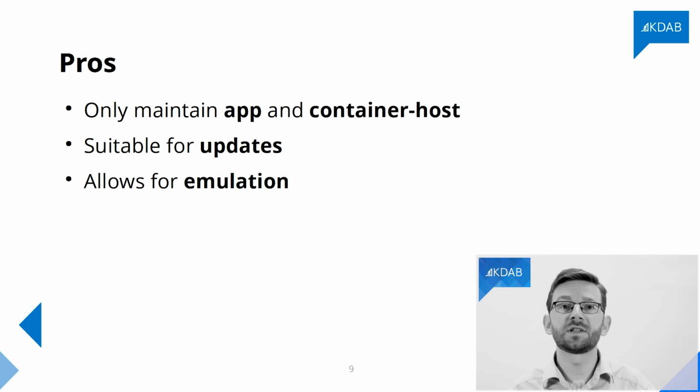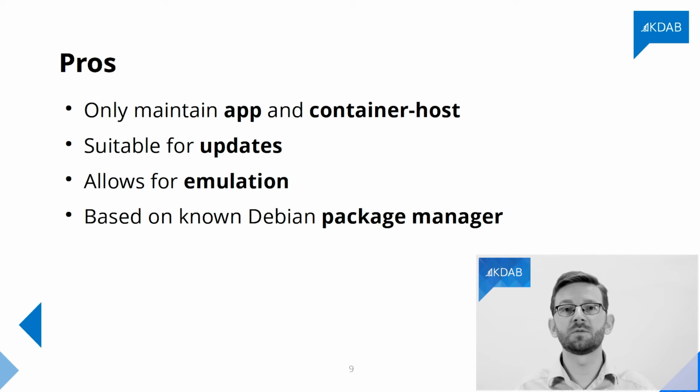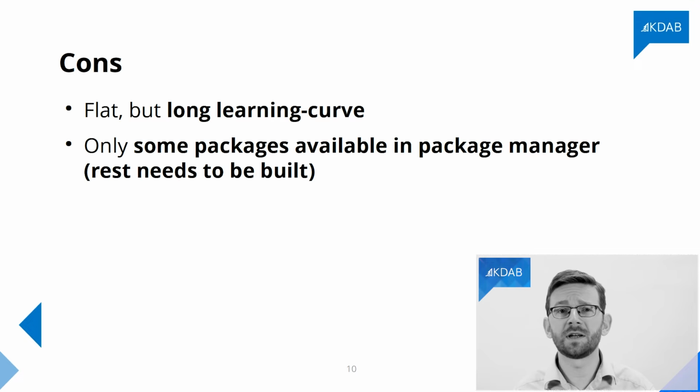The third advantage is during development. Embedded containers can be emulated on desktop. Advantage number 4, it's based on known Debian Linux systems with a package manager that you know. You only install packages and dependencies like on a Linux desktop. Now come to the cons of this approach. One disadvantage is the learning curve, which is not steep but contains lots of technology and is a rather long way to go. For a quick installation, you're bound to the packages that are currently available in this container or the others you have to build.